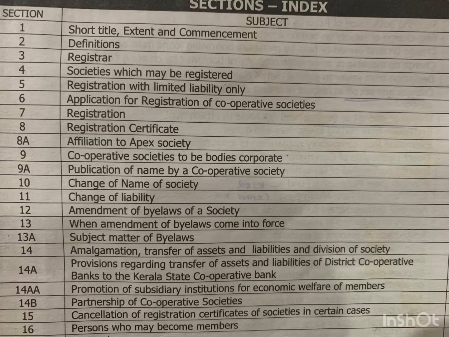13A, Subject matter of bylaw. 14, Amalgamation, transfer of assets and liabilities and division of societies. 14A, Provision regarding transfer of assets and liabilities of DCB to Kerala State Cooperative Bank. 14A, Promotion of subsidiary institution for economic welfare of members. 14B, Partnership of cooperative societies.